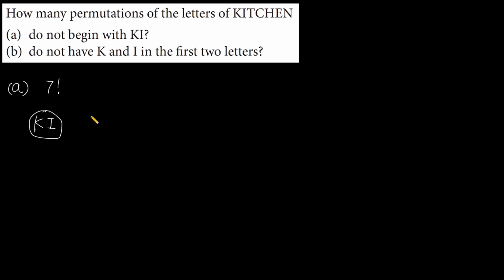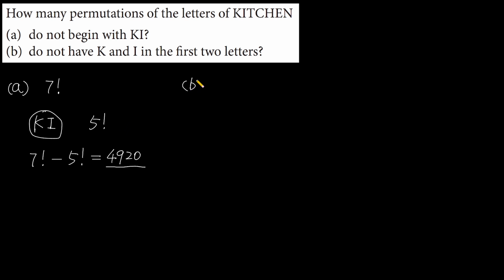The number of permutations is just 5 factorial. So 5 factorial is the number of permutations that begin with "ki". Then I use the total number of permutations, 7 factorial, minus the number of permutations that begin with "ki", 5 factorial, and this equals 4920. So 4920 is the number of permutations that do not begin with "ki".